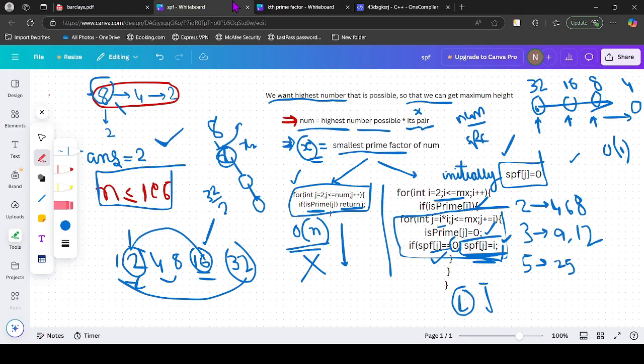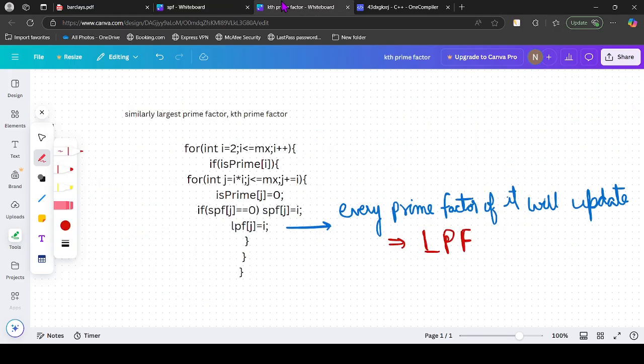by using SPF. Some of its modifications can be the largest prime factor and the kth prime factor. So we have updated SPF of j equal to i when it is 0, because we did not find any smallest prime factor till now, and now we found the number i, which is prime and the smallest till now. So what if we want to find the largest prime factor?